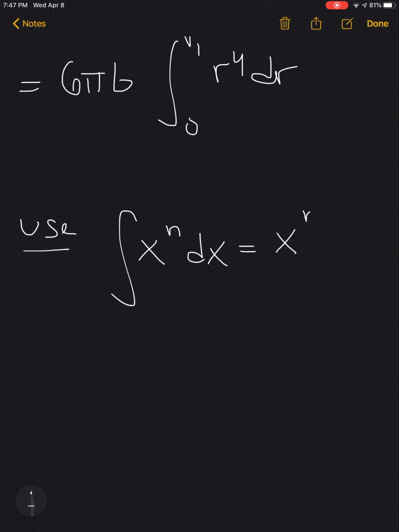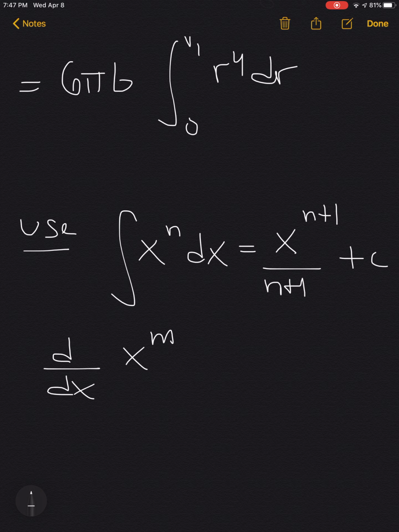Now, here, what we're going to want to do is use the fact that the integral of x to the n dx, so this is an indefinite integral, is equal to x to the n plus 1 over n plus 1 plus an integration constant. The reason that you do that is because if you take a derivative with respect to x of x to the n plus 1, then this is n plus 1 times x to the n.